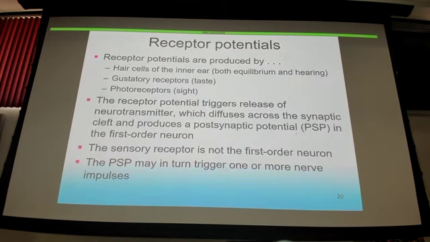Receptor potentials are different, though. They're produced in the ear, really with equilibrium. Hair cells at the end of it. We look at it a lot in equilibrium, but the hair cells themselves that pick up your hearing are actually specialized cells too. Then you have taste buds, gustatory receptors, and you have photoreceptors.